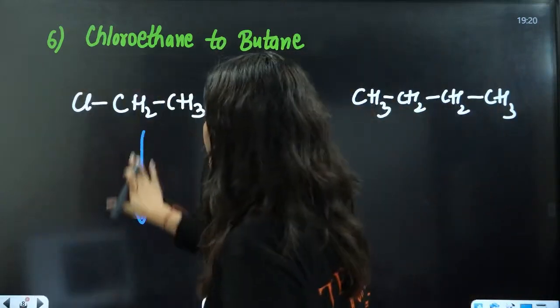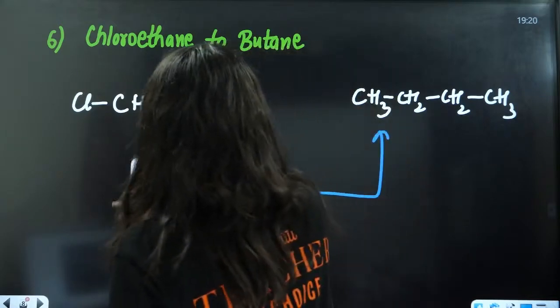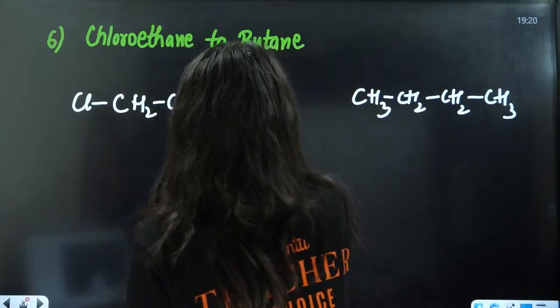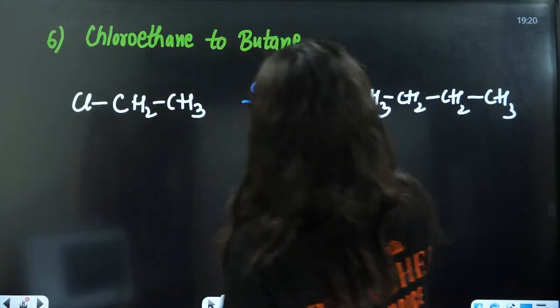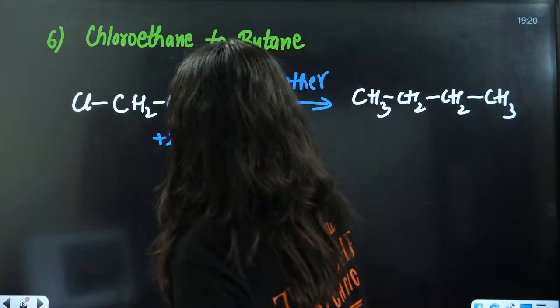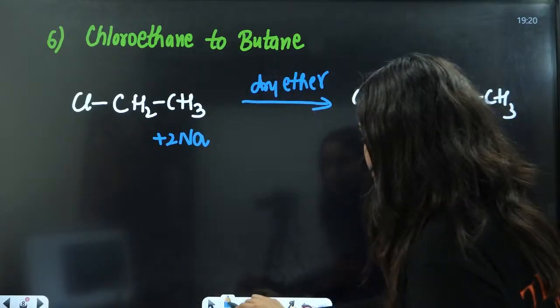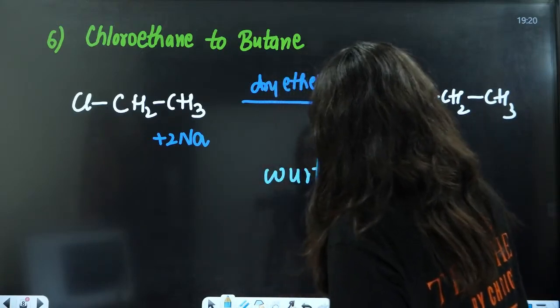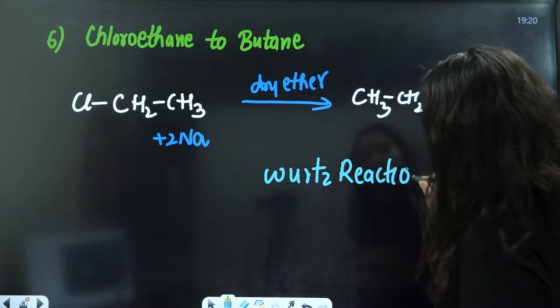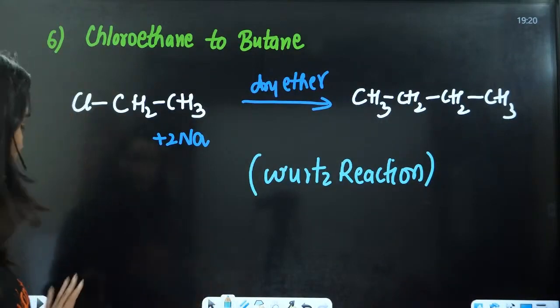So what we are going to do here, we are going to add, or you can directly write it here, dry ether, and here plus 2Na, and we will get butane. What is the name of this reaction? This is Wurtz reaction.